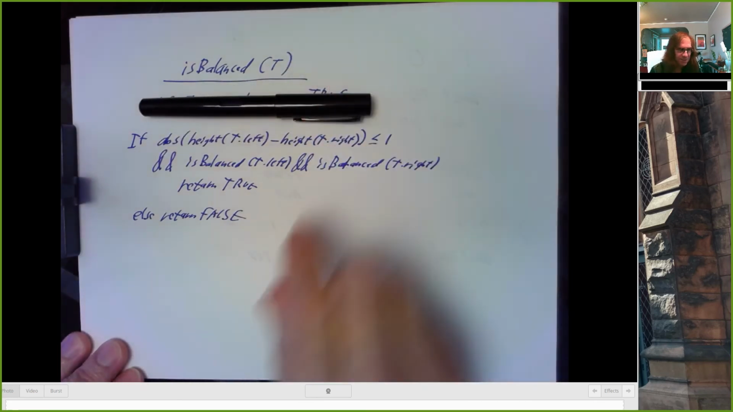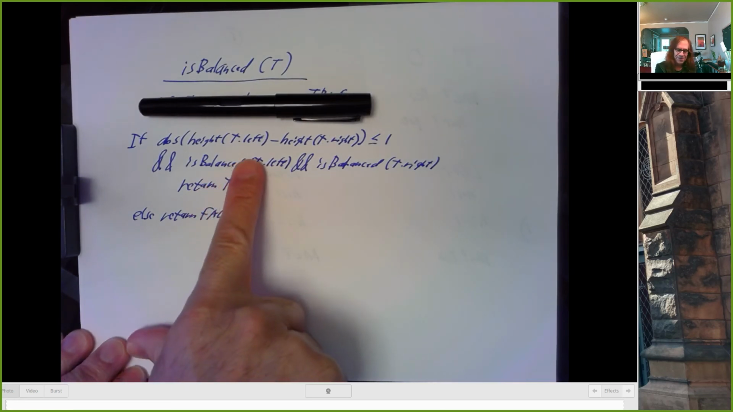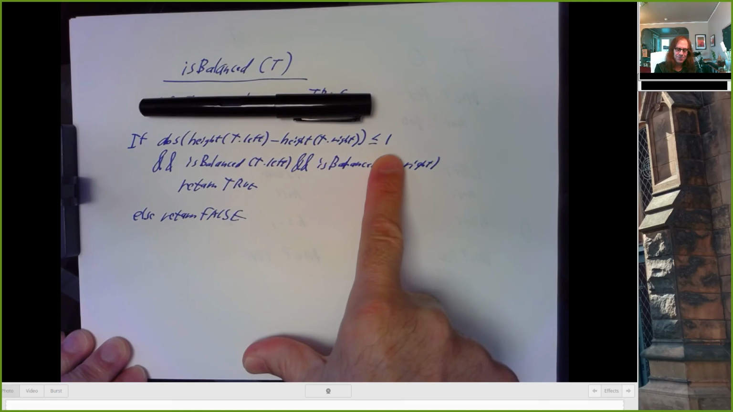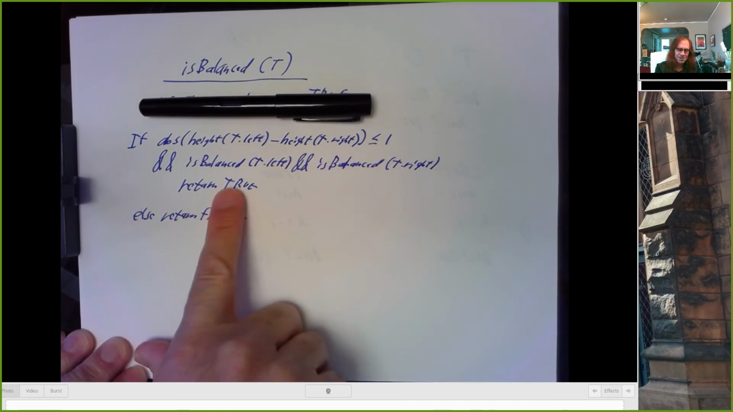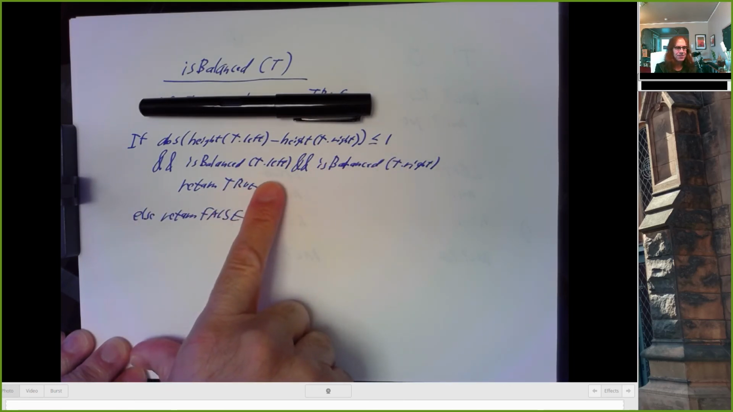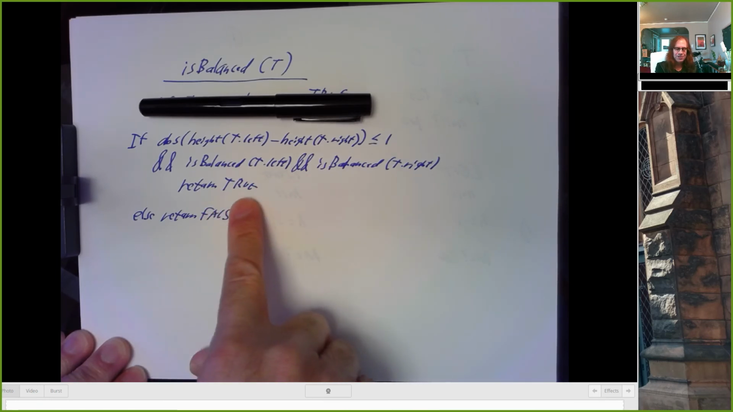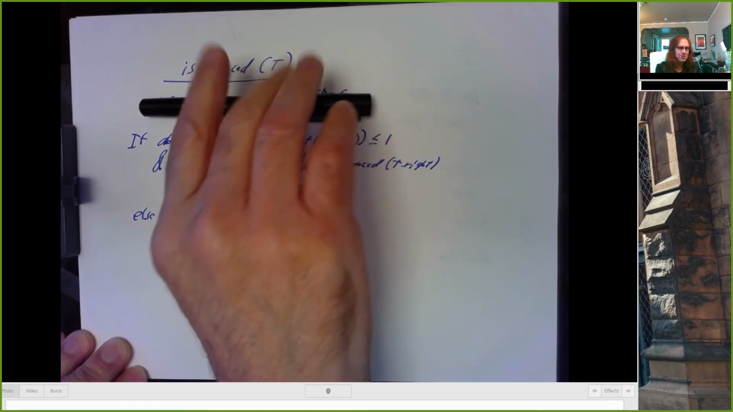Otherwise, what do we say? If the absolute value of the difference in the heights of the left and right subtrees is less than or equal to 1, and my isBalanced function applied to the left subtree says yes, that's balanced, and isBalanced of t right is true, then our tree is balanced. Otherwise, it's not.